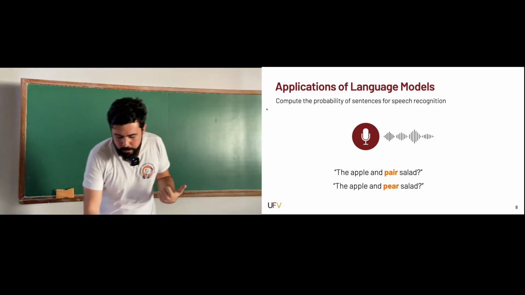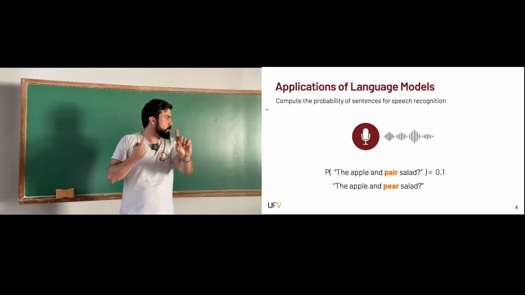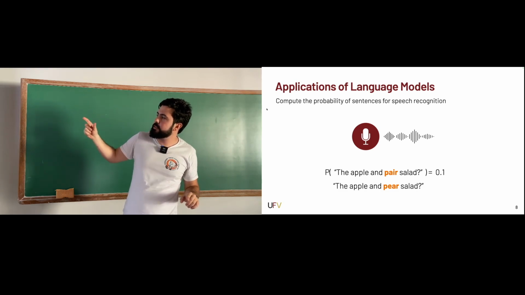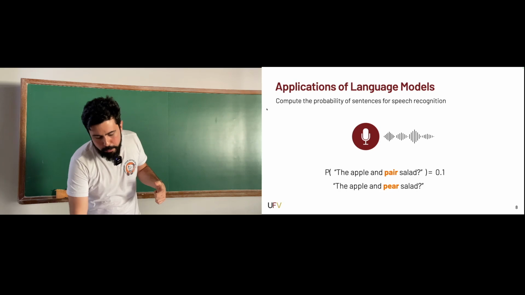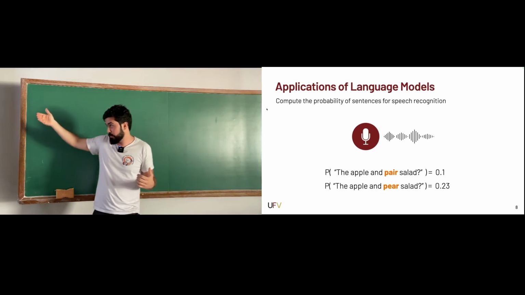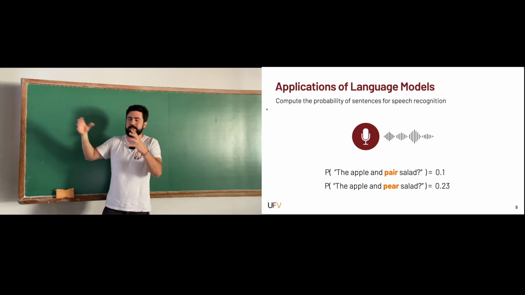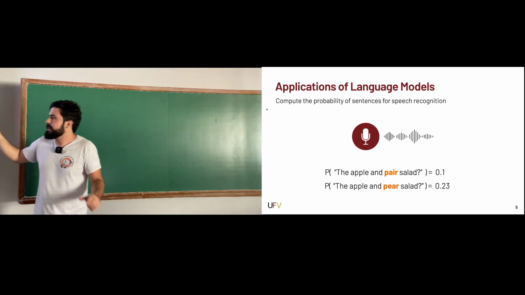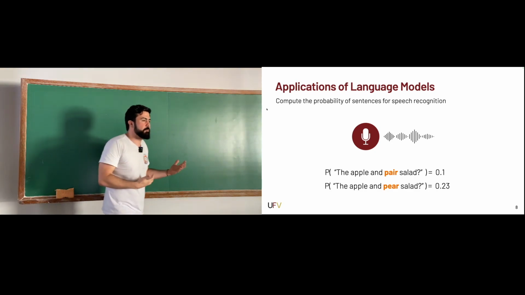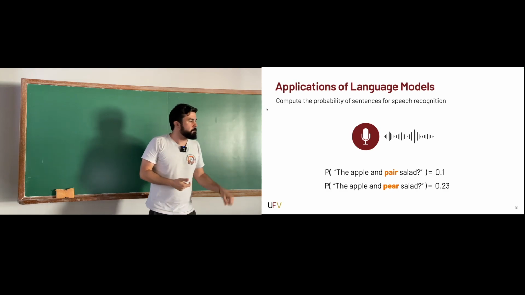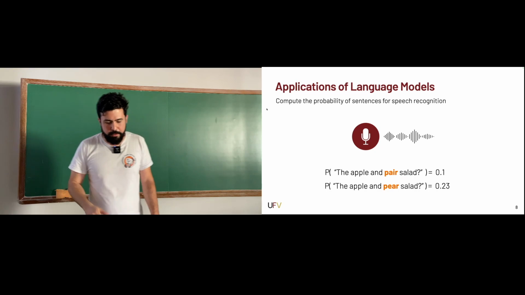So you can use a language model to compute the probability of the whole sentence. Okay? So if your language model is well trained, it should give a lower probability to that sentence than to the second. Okay? Then when you're decoding this audio, you can say, okay, I could figure out which word there maximizes the probability of that sentence, okay? So there's many other applications of language models.